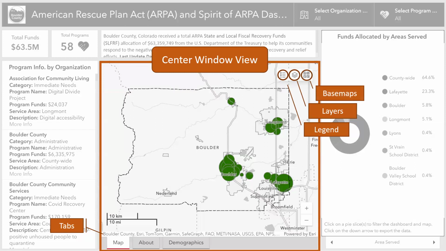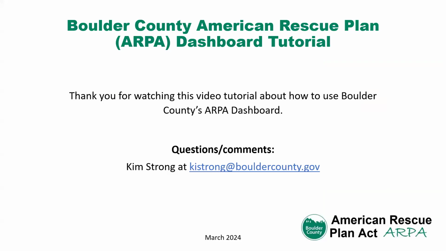You can also use the map to learn more about specific ARPA programs and organizations, which will appear on the map as green dots or purple squares. Click on any of those dots or squares, and the dashboard pie charts and program tiles will automatically update to give you more information about the program or organization you selected.